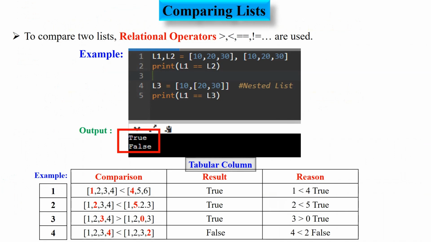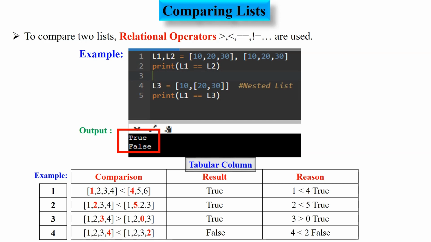Python allows us to compare two lists. Each element is individually compared in lexicographical, or alphabetical, or dictionary order. We can apply all the relational operators, greater than, less than, double equal to, not equal to, and so on, to compare two lists if they are of comparable types, otherwise Python flashes an error.